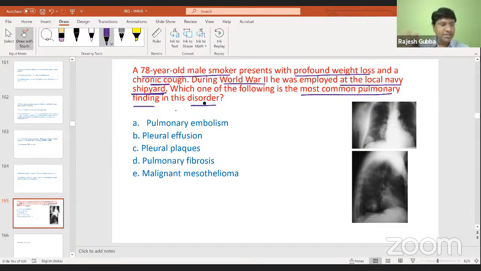A chest X-ray is given. Options are also given to you: pulmonary embolism, pleural plaques, pleural effusion, pulmonary fibrosis, malignant mesothelioma. Please answer this.